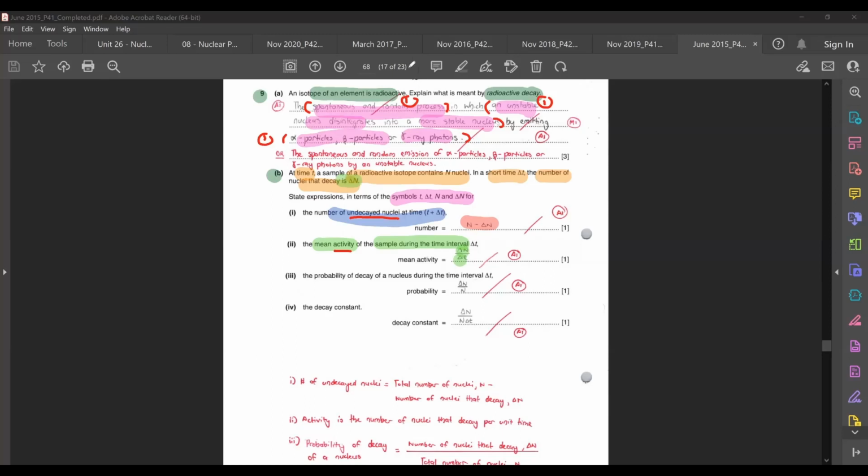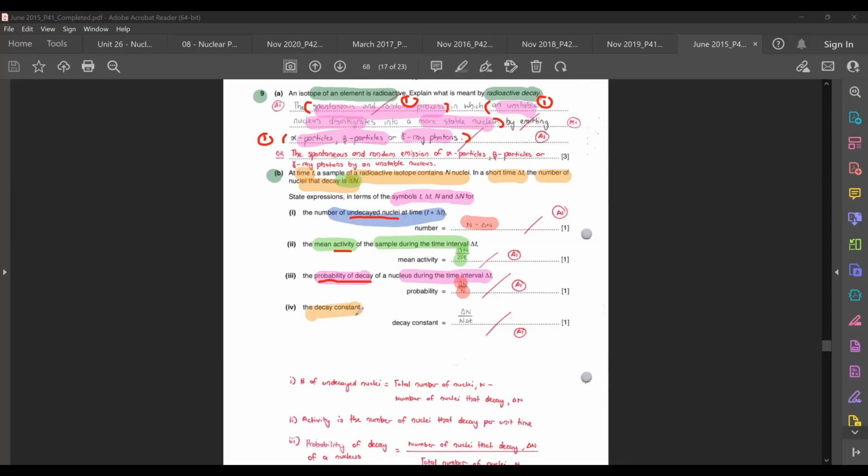Then you look at part 3. What is the probability of decay of a nucleus during a time interval delta T? Okay, here they're just asking you for probability of decay first. Your probability of decay is just simply going to be the number that has decayed divided by your original number, delta N over N.